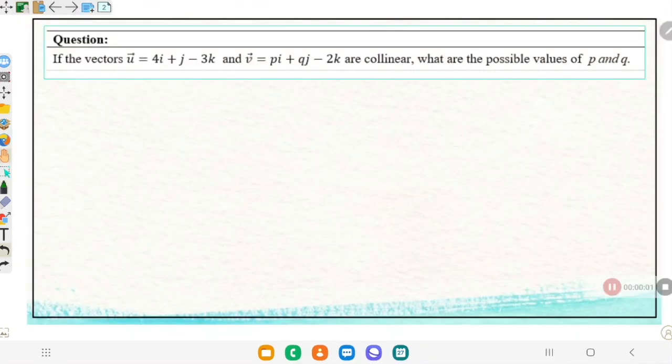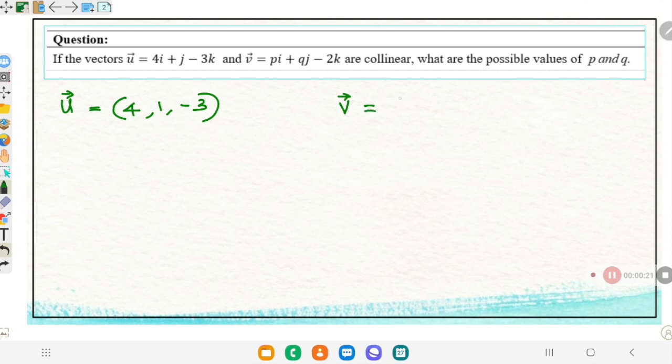Now the same question we can do another way. Let me give another easy way to answer this question. See, as we discussed, vector u in component form is 4, 1 and minus 3, correct? And vector v also in component form we can write as p, q and minus 2, correct? Now in this question, these two vectors are collinear, as I told you. What are the possible values of p and q?